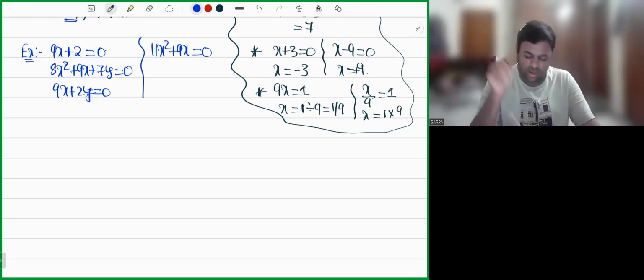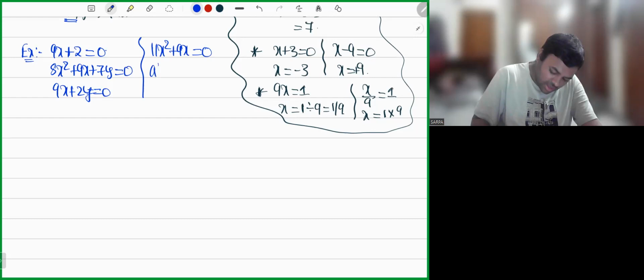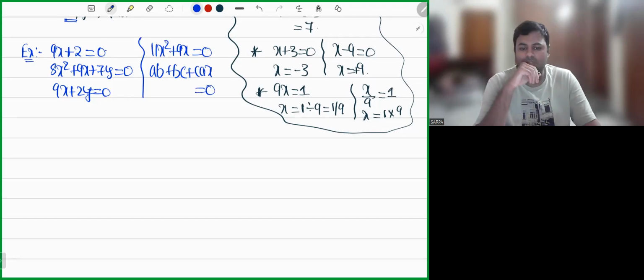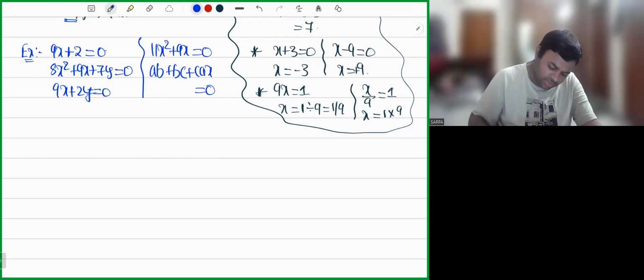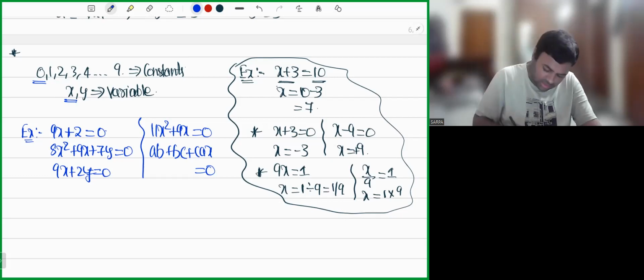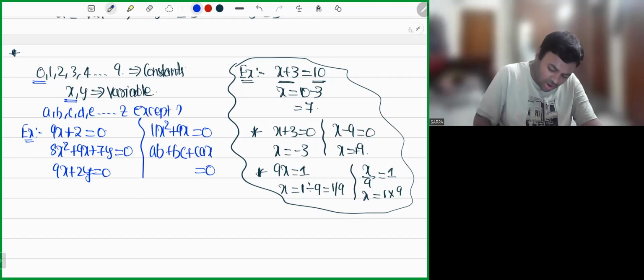Simple. Now, sir, what about this one? AB plus BC plus CAX is equals to 0. Is it an algebraic function? Yes, it is. Is it an equation? Yes, it is. Now, sometimes students will get confused. Sir, you said only X and Y are variables. Yes, my dear friends, only X and Y are variables. A, B, C, D, E, so on till Z, except X and Y, are always constants only.